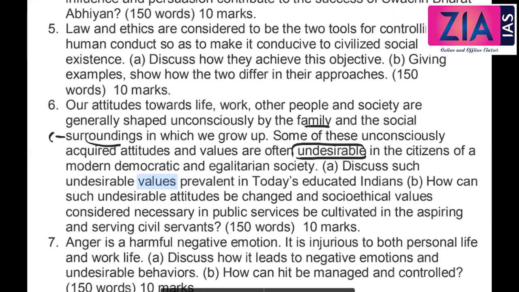Okay, so undesirable in the citizens of a modern democratic and egalitarian society. Discuss such undesirable values prevalent in today's educated Indians. How can such undesirable attitudes be changed? So here they're asking about attitudinal change, and I have discussed this also.